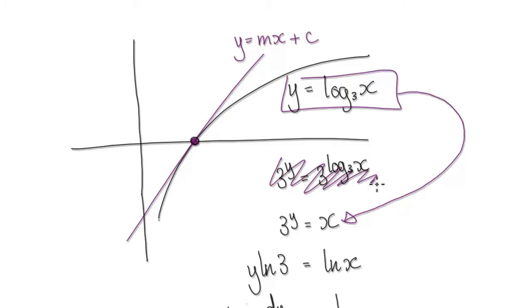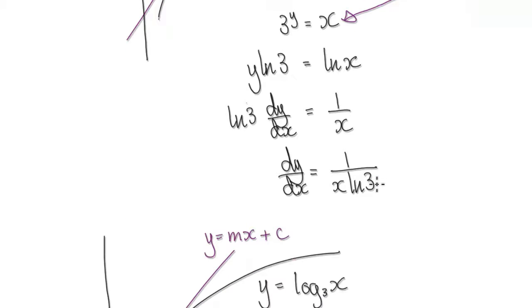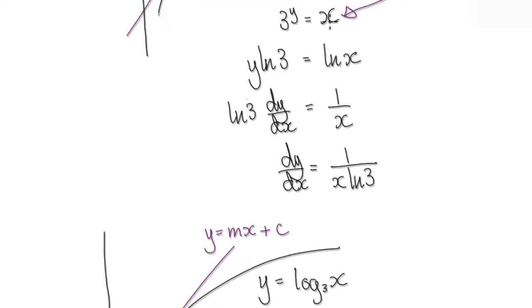Okay, so from here, take the natural log of both sides. So natural log this side, natural log this side. Whenever you log one thing to the power of another thing, the index is able to come down. So that's why you've got y here times this constant, and this is a constant. It's just a number. So from here, differentiate both sides.